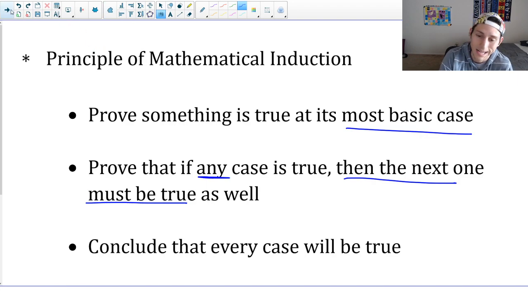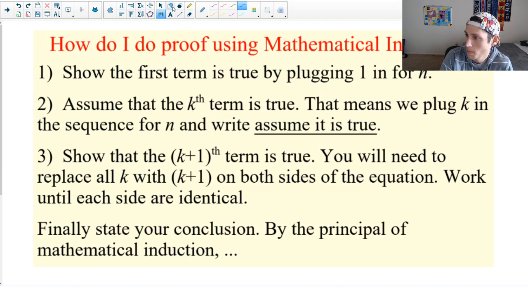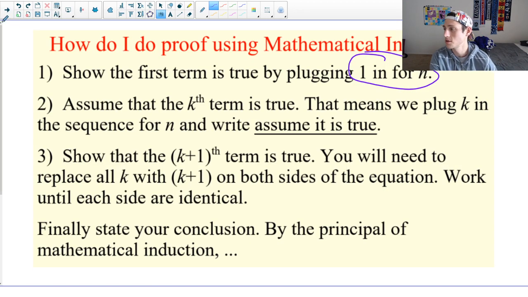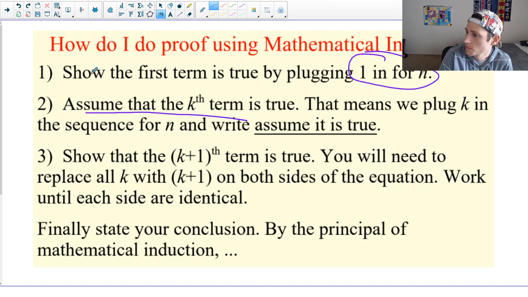All right, so now here's the nitty-gritty math steps. Step one, first we're going to plug in 1 for n. So like I said back here, the most basic case. So for us, the most basic case will be if I plug in 1, right? Because that's the smallest natural number. So if I plug in 1, is this thing true? Okay, great. Step two, we'll assume that the kth term is true.